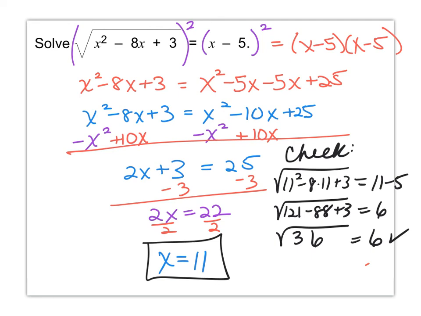So we can write our answer as x equals 11, or we can use set notation, writing 11 inside the squiggly brackets.